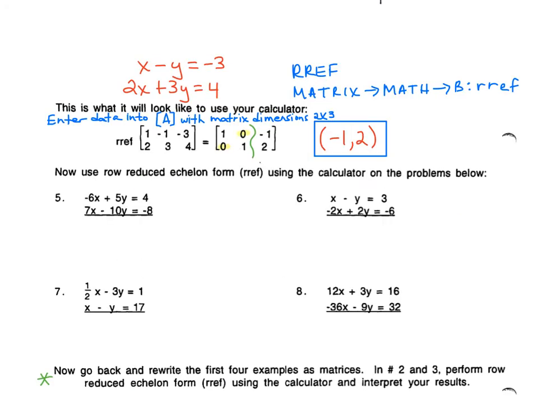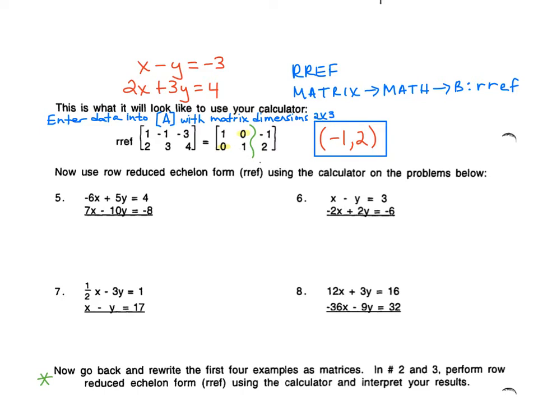All right, now before we dive into new examples, this is the system from the prior page, and this is what it's going to look like to use our calculator. So in other words, we're going to enter our data into a matrix, for example, matrix A, using the same process that you would have learned prior to this lesson, making sure that our matrix dimensions in this case are going to be 2 rows by 3 columns.